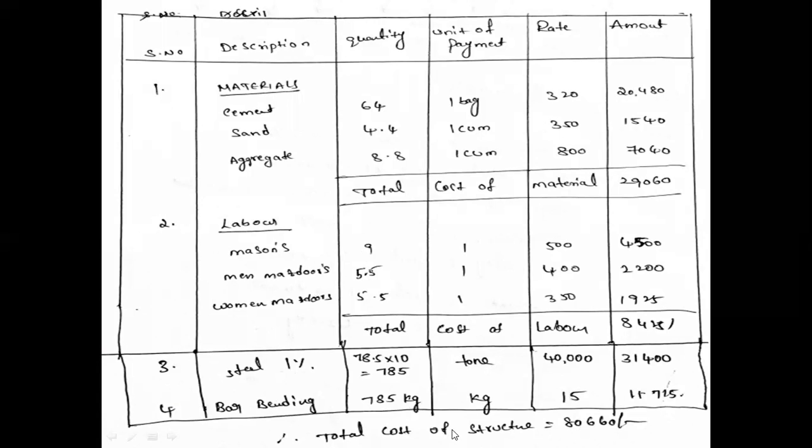Then total cost of the structure or project equal to 29,060 rupees plus 8,425 plus 31,400 plus 11,725, that is equal to 80,660 rupees. This is the total cost of the structure. So any doubt in this problem?